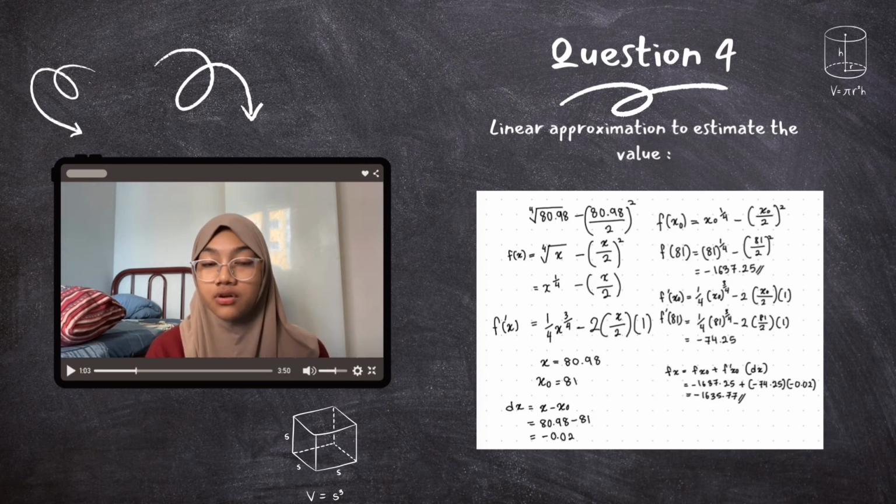And after we get the solutions, we use this formula, which is f(x) equals f(x naught) plus f prime(x naught) multiplied by dx. Putting in the solutions, we get minus 1635.77.